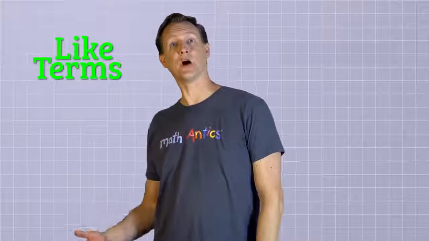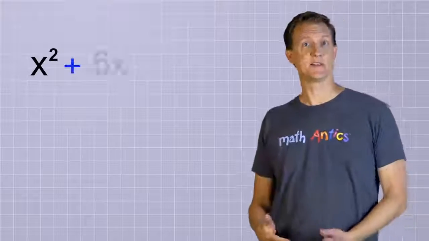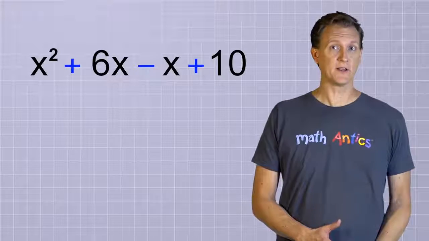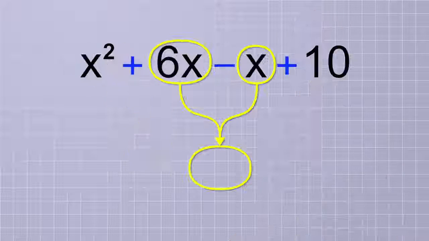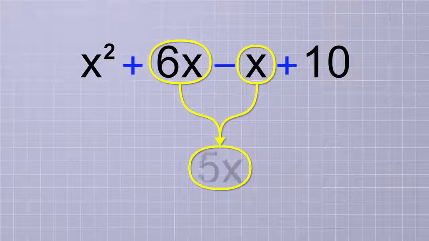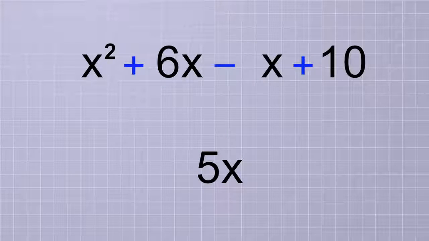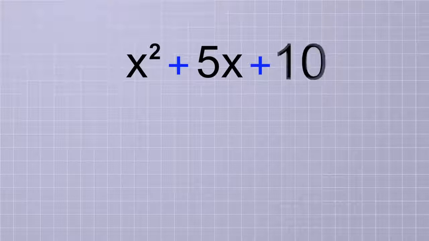Alright, now that you've had some practice identifying like terms, let's look at some complicated polynomials that we can simplify by combining any like terms that we find. Here's our first example, x squared plus 6x minus x plus 10. Do you see any terms that have the same variable part? Yep. These two terms in the middle both have the variable x, so we can combine them. 6x minus x would just give us 5x, since 6 minus 1 is 5. Remember, if you don't see a number part in a term, then it's just 1. So this polynomial started with 4 terms, but simplified to 3 terms. x squared plus 5x plus 10.